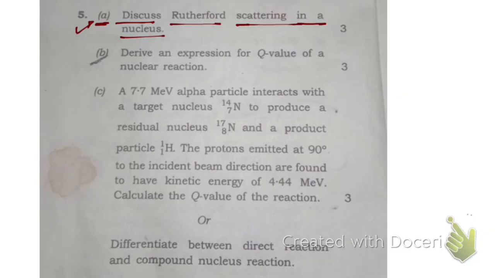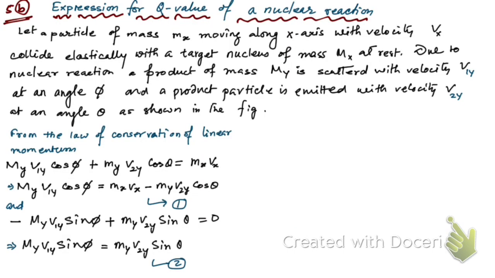Now we're going to answer question 5b: derive an expression for the Q value of a nuclear reaction. So let's derive this equation. So here is the answer. Now let me explain this. This diagram is necessary. We have a target nucleus, suppose of mass capital MX, and we have this projectile particle of mass small mx.